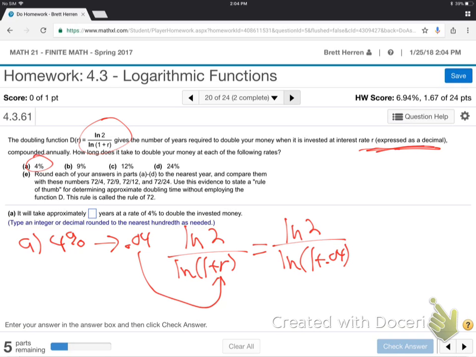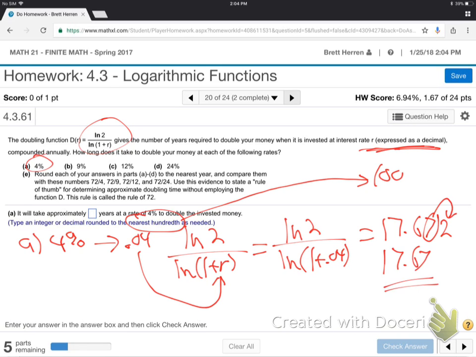I'm getting 17.6. How far do they want me to round? Hundredths. I get 672 hundredths. They tell me round to the hundredths right here. Hundredth, that's 2 places. So you circle the second place, look 1 to the right. If it's less than 5, you just leave it. So 17.67. How we doing? So I just plug in. So that's what you do part B, part C, part D, just plug in. And then part E is talking to you about the rule of 72.